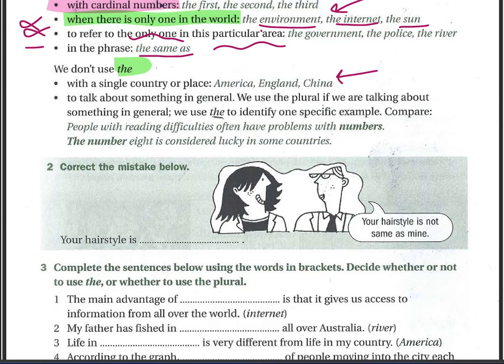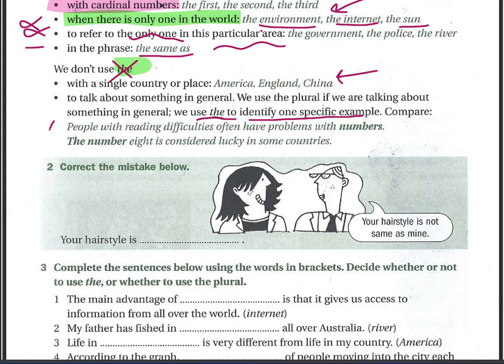Look at the next one. To talk about something in general, we use the plural. We use the to identify one specific example. So, when you want to talk about something in general in your IELTS writing or whatever, you don't use the. Okay? The is just used for identifying one specific example.